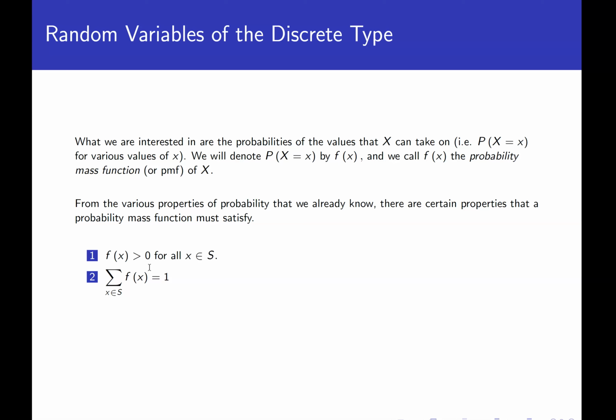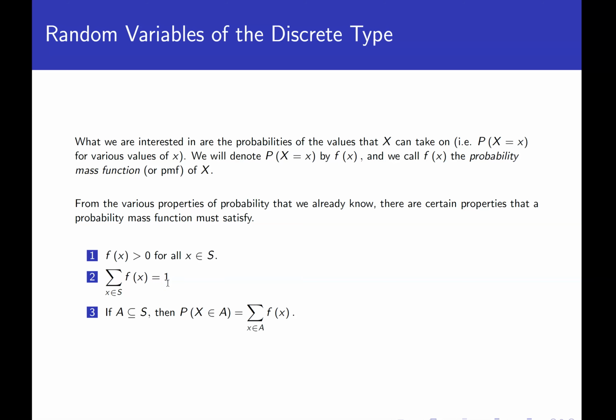Certainly, if we add up all of the values of the PMF over the entire sample space, we have to get 1. Because again, this is just saying that we're adding up all the probabilities, all the possibilities for the probabilities, and we know we have to get that 1. It has to be 1 for that case.